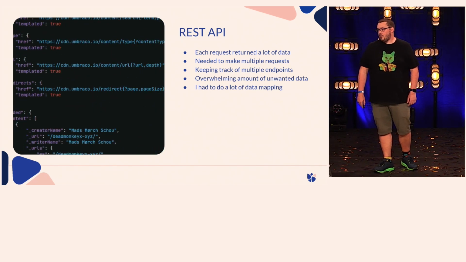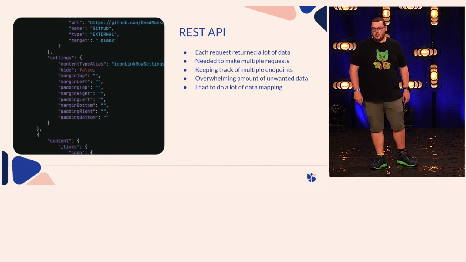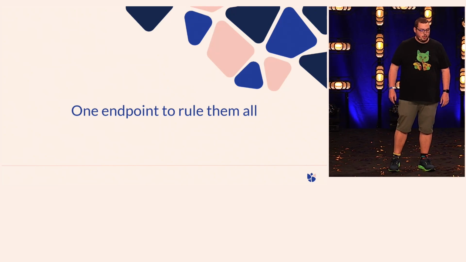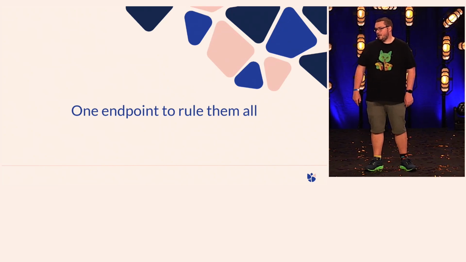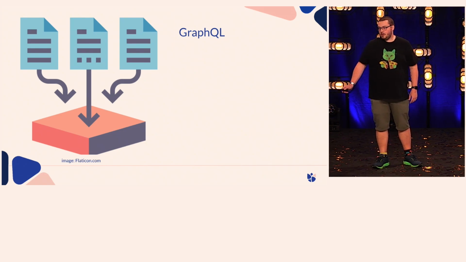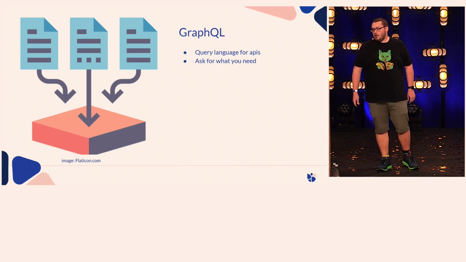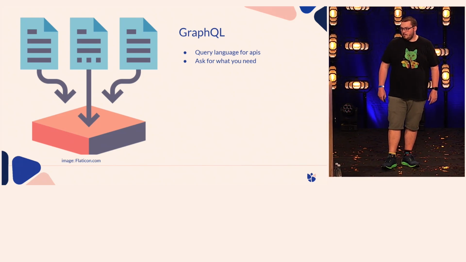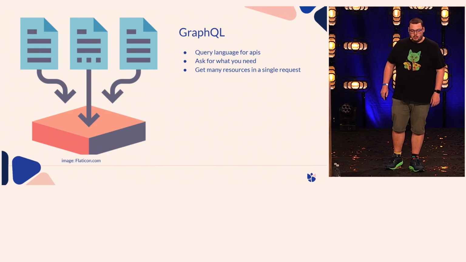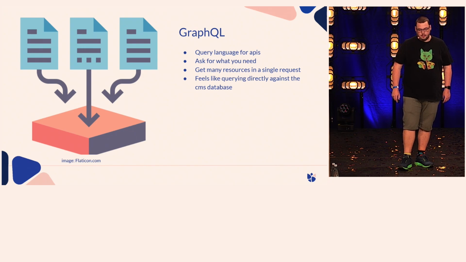But let's just imagine for a second if there was a single API endpoint that could help us solve all these challenges. One endpoint to rule them all. Well, such an endpoint exists, and it's called GraphQL. GraphQL is a query language for APIs, where you ask for exactly what you need, and you get that and nothing else. It can also get many resources within a single request. And it kind of feels like querying directly into the database of the CMS.